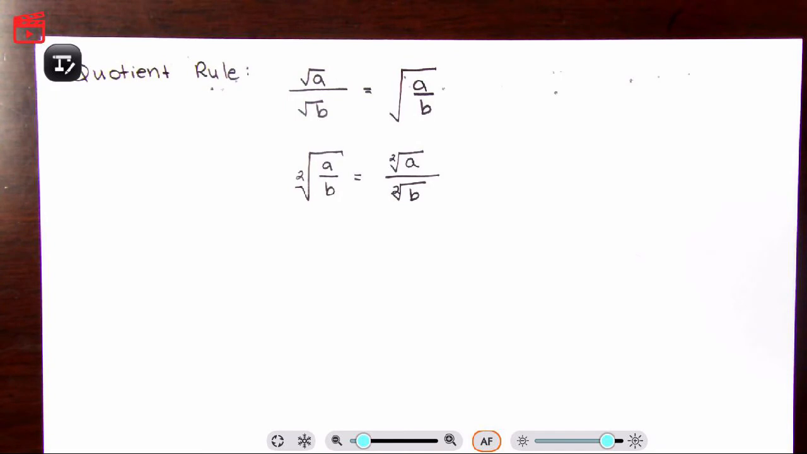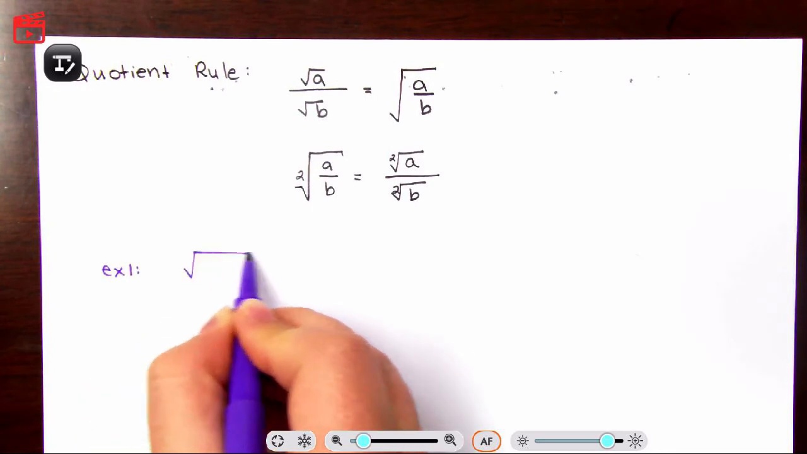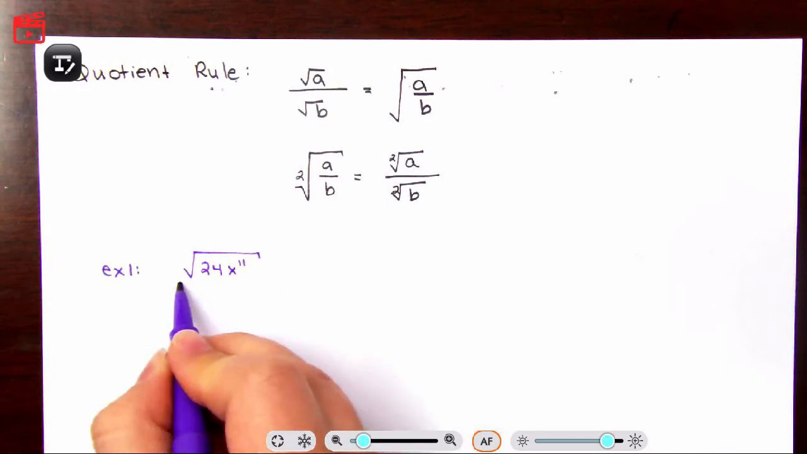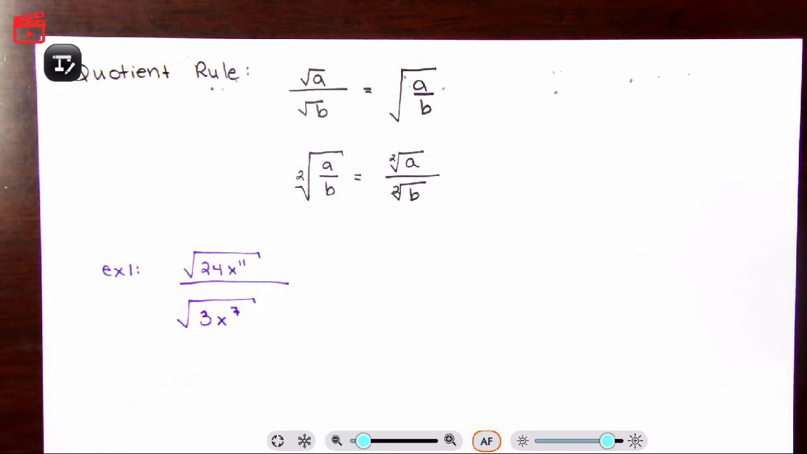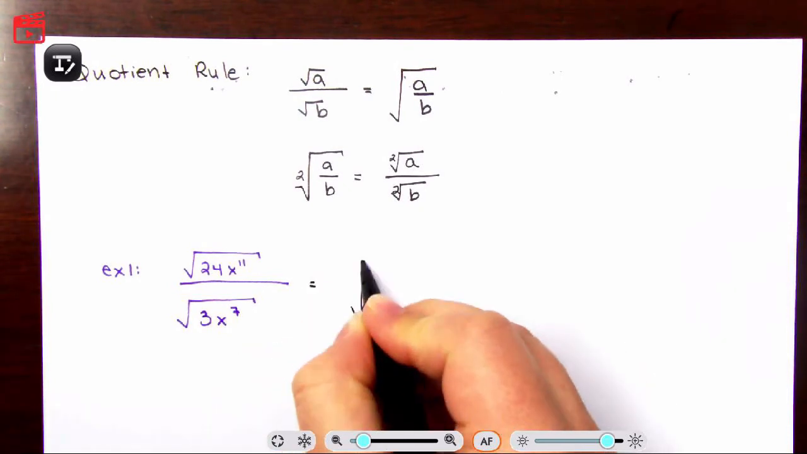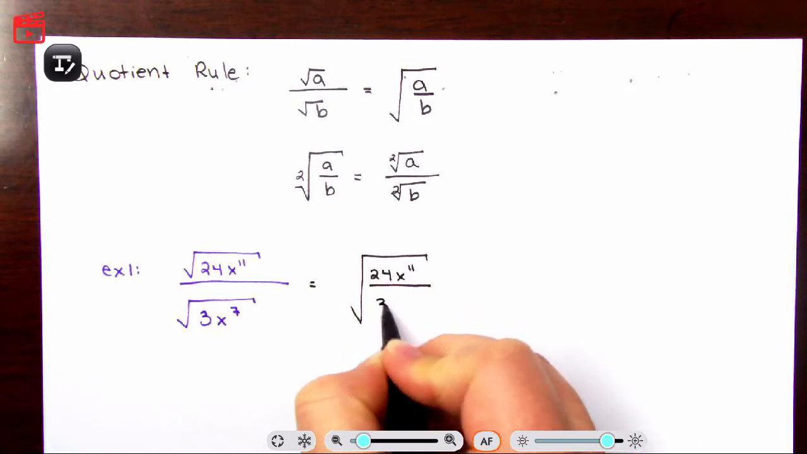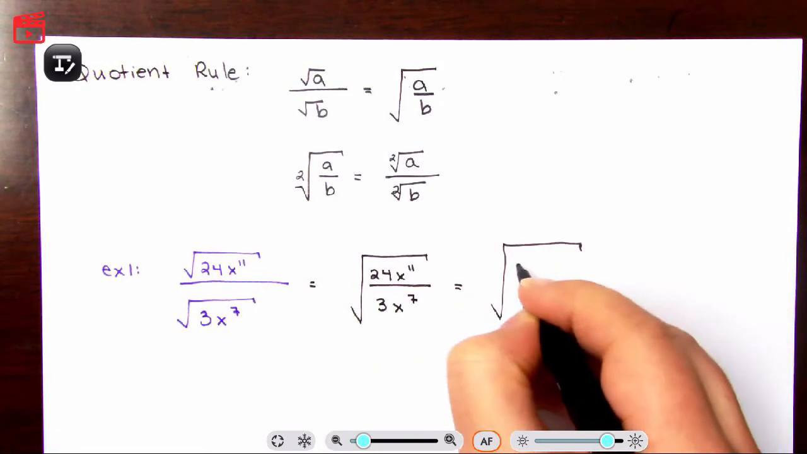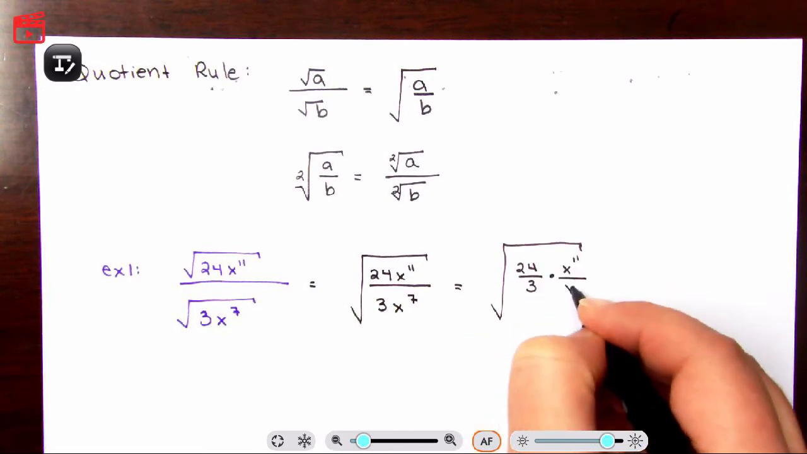Let's switch colors. So we have the square root of 24x to the 11th power divided by 3x to the 7th power. Notice that I have a square root on top and a square root on the bottom. I can rewrite these as a fraction, so 24x to the 11th power divided by 3x to the 7th power. Inside, I'm going to combine 24 divided by 3 times x to the 11th power divided by x to the 7th power.